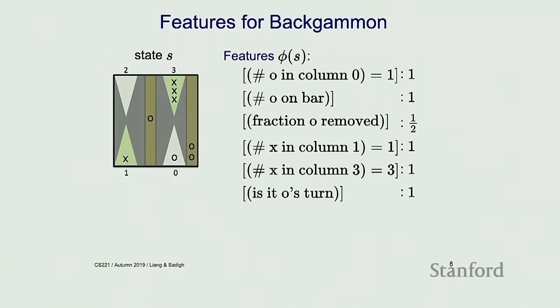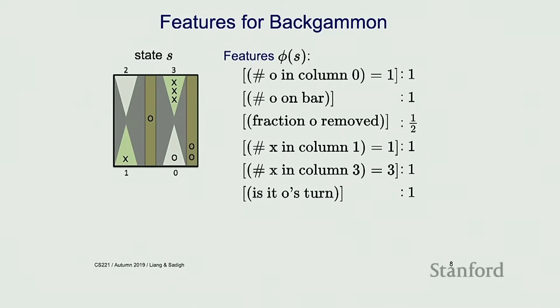So for this particular board, here is what those features would look like. If you look at number of O's in column 0 equal to 1, that's equal to 1. Remember, we were using these indicator functions to be more general. So here, again, we are using these indicator functions. You might ask number of O's on the bar equal to 1. Fraction of O's that are removed: I have 4 pieces, 2 of them are already removed, so that's 1/2. Number of X's in column 1 equal to 1, that's 1. Number of X's in column 3 equal to 3, that's 1.